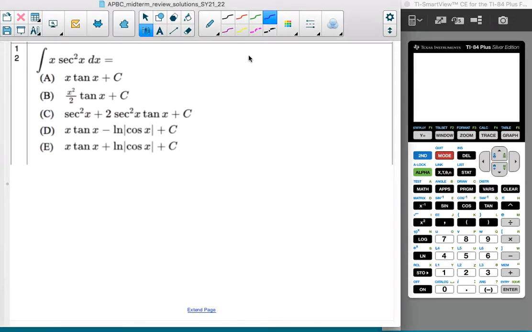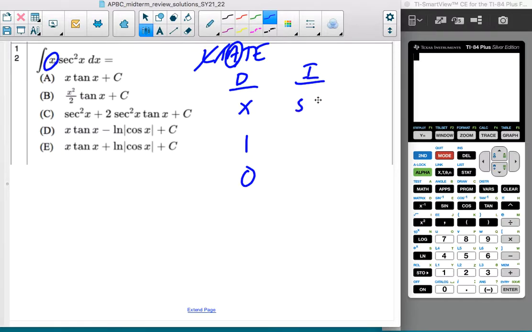So when I look at this, remember we choose our u using LIATE, right? So logs, there's not a log. Inverse trig, there's not inverse trig. Algebra, that means that in this case, my u is going to be the x. Well, that means that I can use the shortcut, right? Because x will eventually differentiate away, and the thing I'm integrating will be the secant squared. Well, when I integrate secant squared, I get tangent.